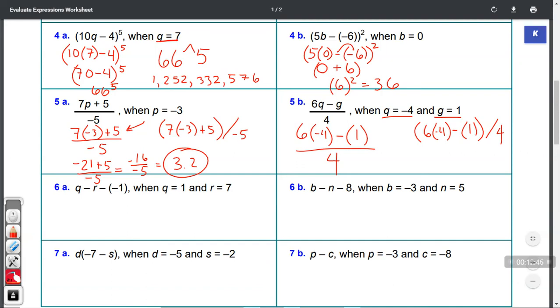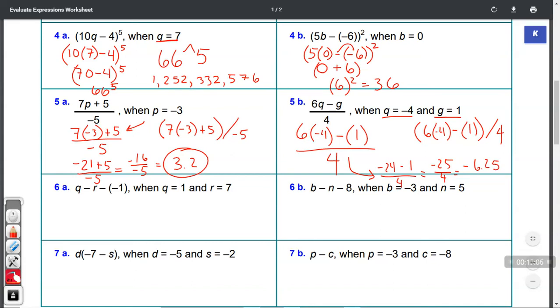All right, in this case, 6 times negative 4 gives me a negative 24 minus 1 over 4. That's where it goes to. All right, and then that's going to give me a negative 25 over 4. And if you divide negative 25 divided by 4, you will get a negative 6.25, or 6 1/4.